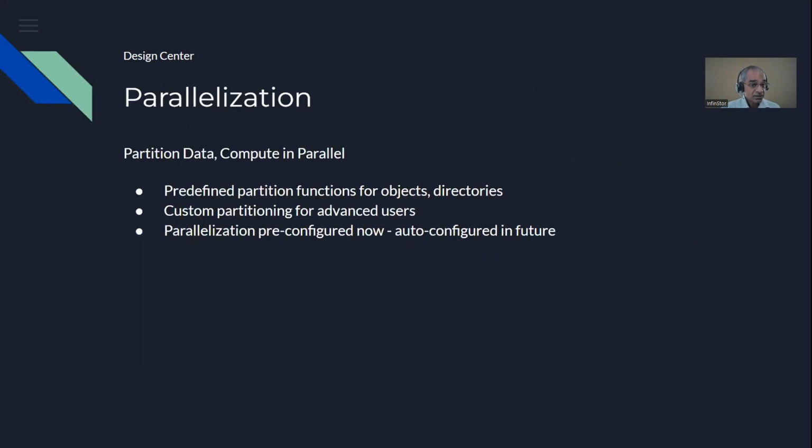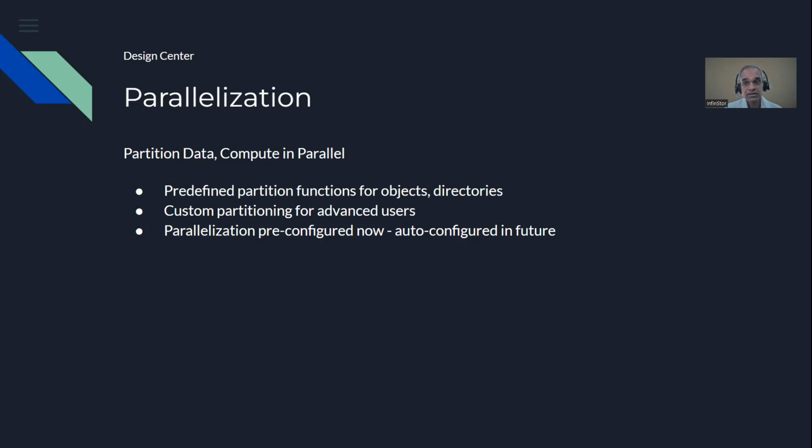Now, parallelization, partitioning data, compute in parallel. I talked at great length about predefined partitions for objects, directories, custom partitioning, and right now parallelization is pre-configured. So you design a node. When you design the DAG, you create a node using an ML project, or shortly we'll have KFP component compatibility as well. You can pick a KFP component and say, this is the node. I want 4 instances of this node in cluster XYZ namespace ABC. We can do that, and that will be part of the DAG.